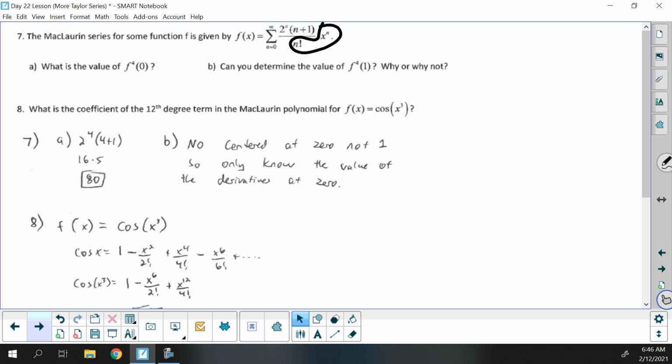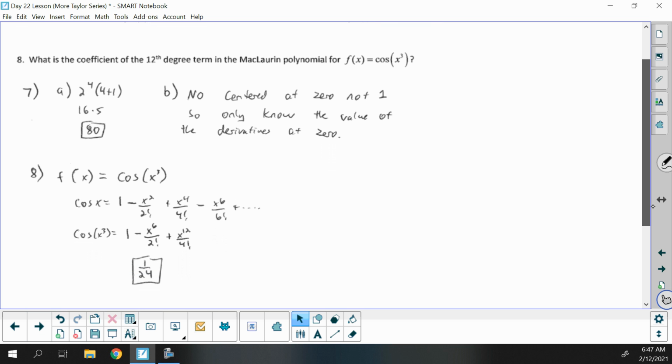Coefficient of the 12th degree term from Maclaurin for cos. Start with our basic cos. Nothing in there that says we have to write the general series, so we won't bother with that. Sub in x cubed. After you sub in x cubed, you see that third term is a 12th degree, so that's 1 over 4 factorial, which is the same as 1/24.